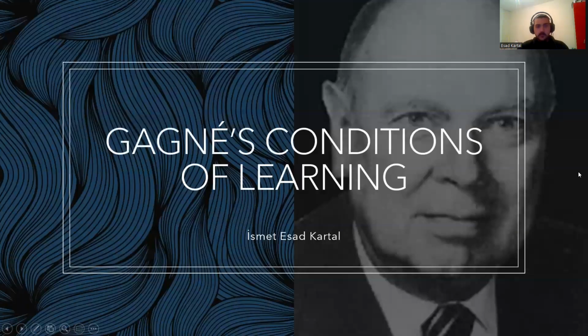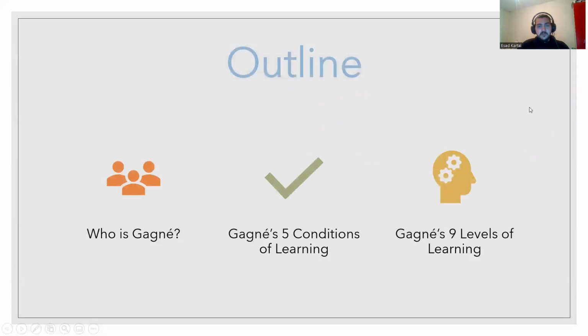I'm Ismet at Kartal and today I'm going to talk about Gagné's conditions of learning. This is Robert Mills Gagné and let's begin. First of all, what we're going to learn today is who is Gagné, and second is 5 conditions of learning, and the last thing we're going to learn is Gagné's 9 levels of learning.